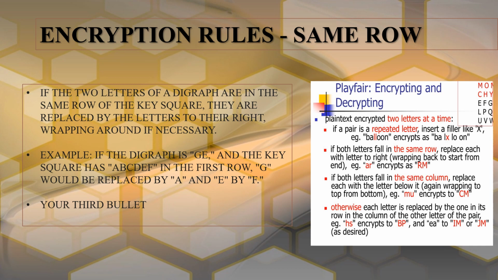The plain text is encrypted two letters at a time. If a pair has a repeated letter, insert a filler like X. For example, balloon, which has a double L, is encrypted as BALXLOON. If both letters fall in the same row, replace each with the letter to the right, wrapping back to the start from the end. If both letters fall in the same column, replace each with the letter below it, again wrapping to the top from the bottom. Otherwise, each letter is replaced by the one in its own row and in the column of the other letter of the pair.